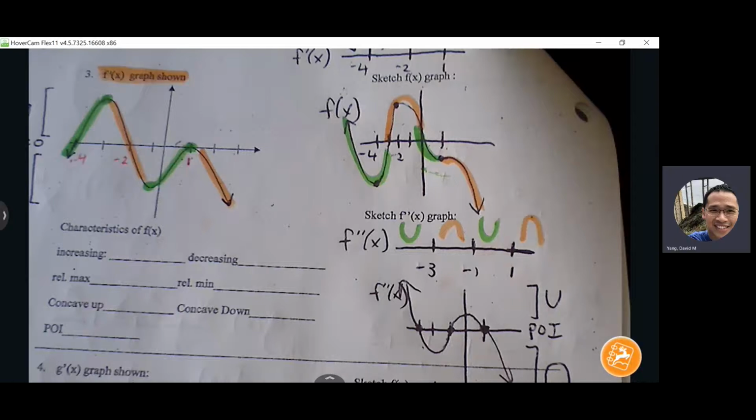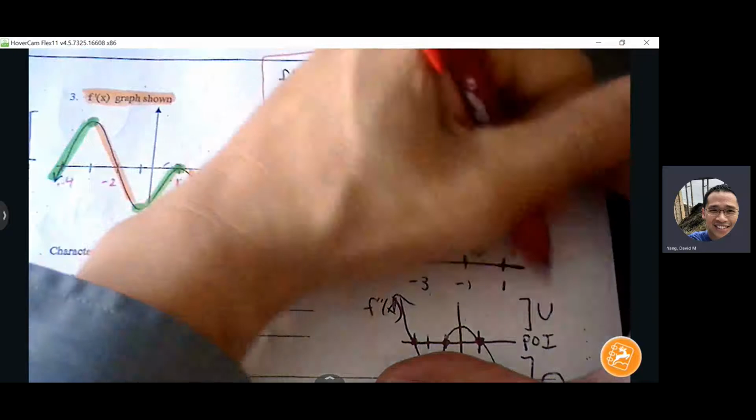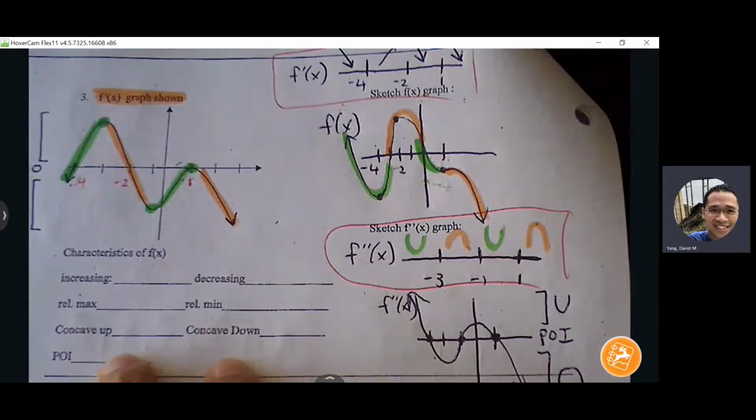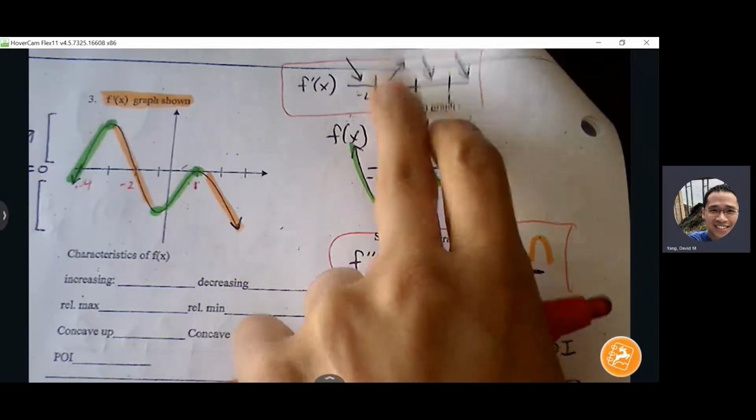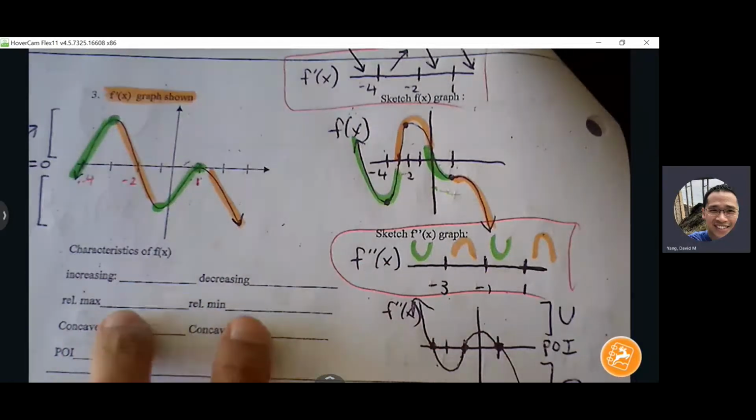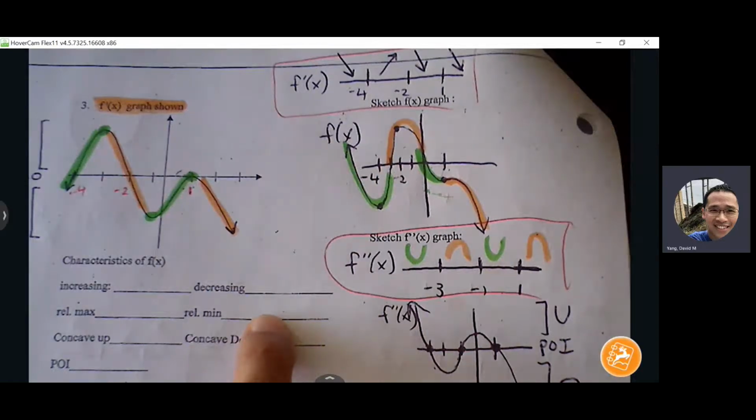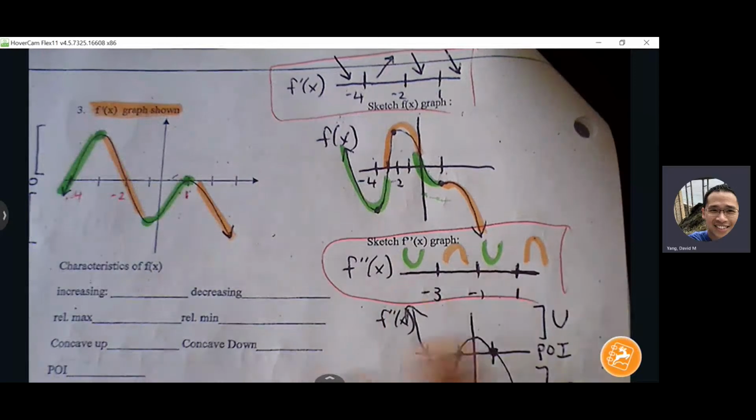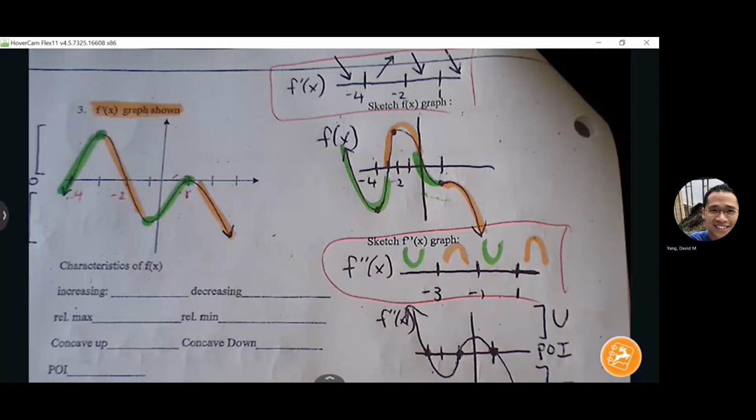Now to fill out your characteristics, the only thing you have to rely on are these sign lines, because you're just going to tell me the x values of these intervals. Increasing, wherever there's an up arrow. Decreasing, wherever there's a down arrow. Relative max, relative min: we know there's a relative min at -4 and a relative max at -2. Concave up, you have 2 intervals of concave up, 2 intervals of concave down, and then you have 3 points of inflection.